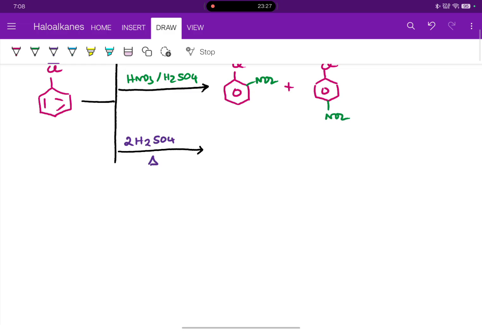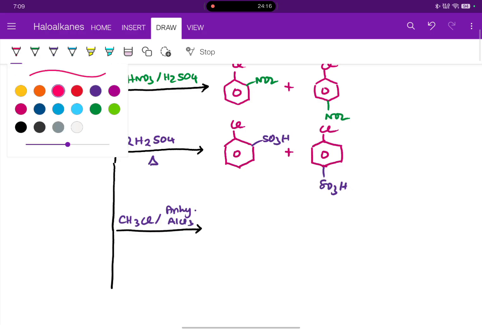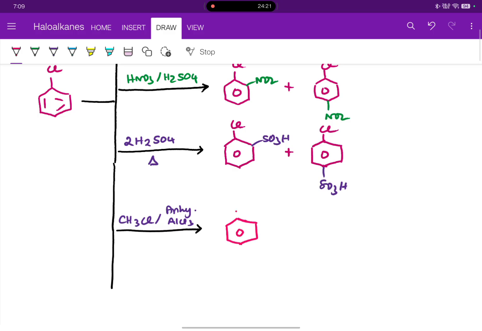Okay, so since it's a reversible reaction, here also you'll get two products. Similarly, it can also undergo electrophilic substitution called Friedel-Crafts reaction. So CH3Cl in presence of anhydrous AlCl3, you have two chlorobenzenes. One is ortho, another one is para.